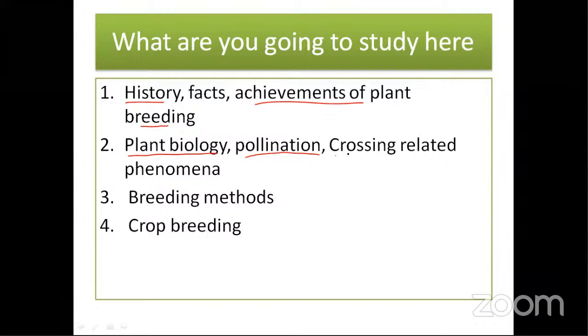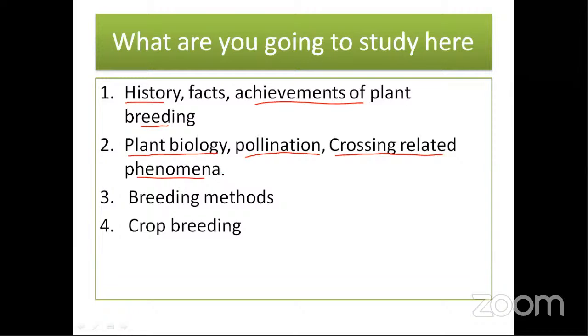Then crossing related phenomena. Here you'll study all the emasculation processes and all the crosses, like what is a single cross, what is a double cross, why you should go for a particular cross, what the variability level in the particular cross is, and when you should go for a single cross, a double cross or a three-way cross. What are the types of cross, and whether the cross will lead to heterosis or inbreeding depression? If at all those things are present, what is the genetic basis behind them, and what are the interactions working? All those things we will be studying in that section.